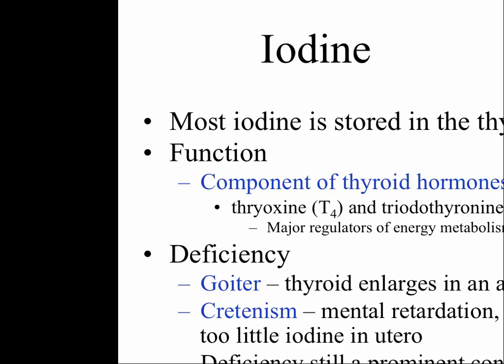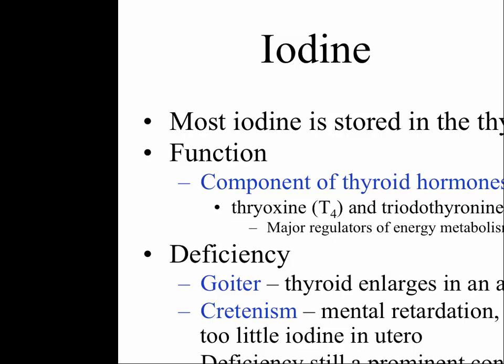So deficiency is still prominent in many countries. These diseases are endemic, which means that they're confined to an area. I told you that iodine comes primarily from the sea. So if you live close to the sea and you have access to fresh fish, fresh seaweed, products of the sea, you don't have an issue.